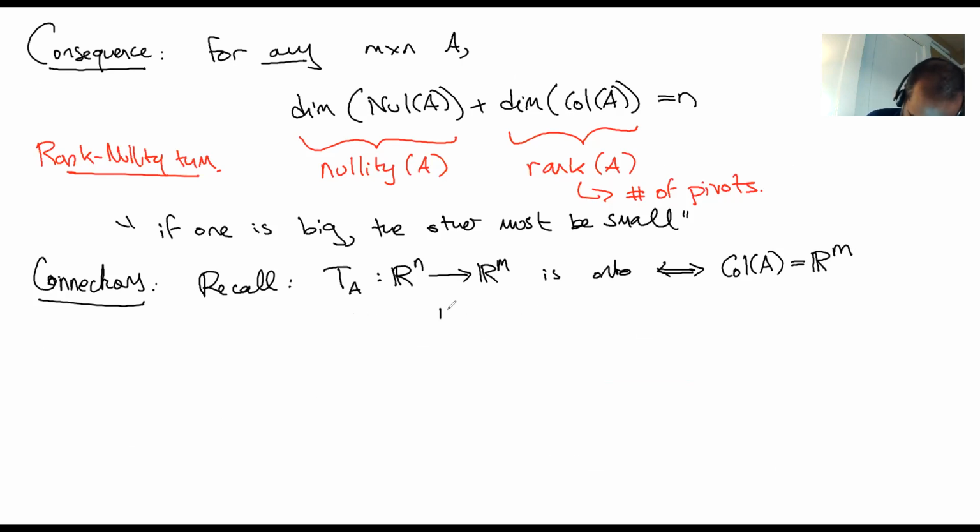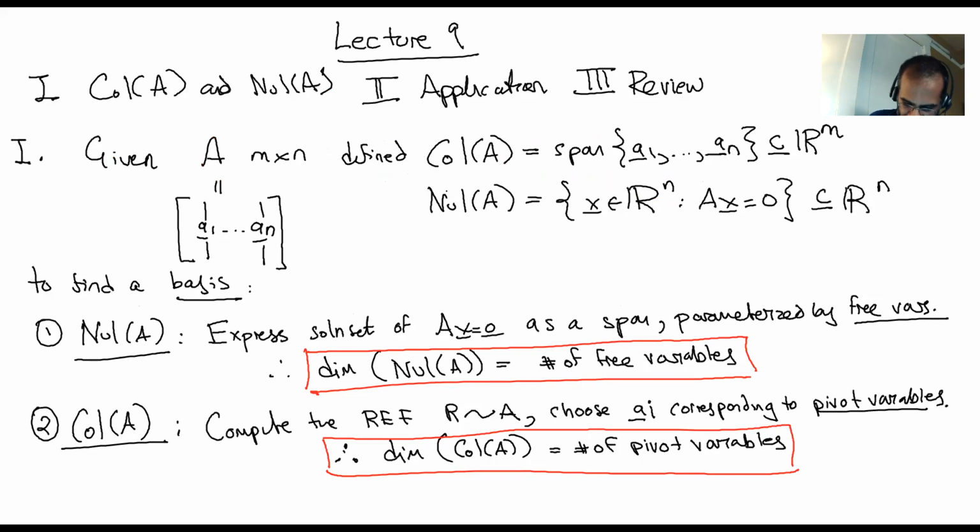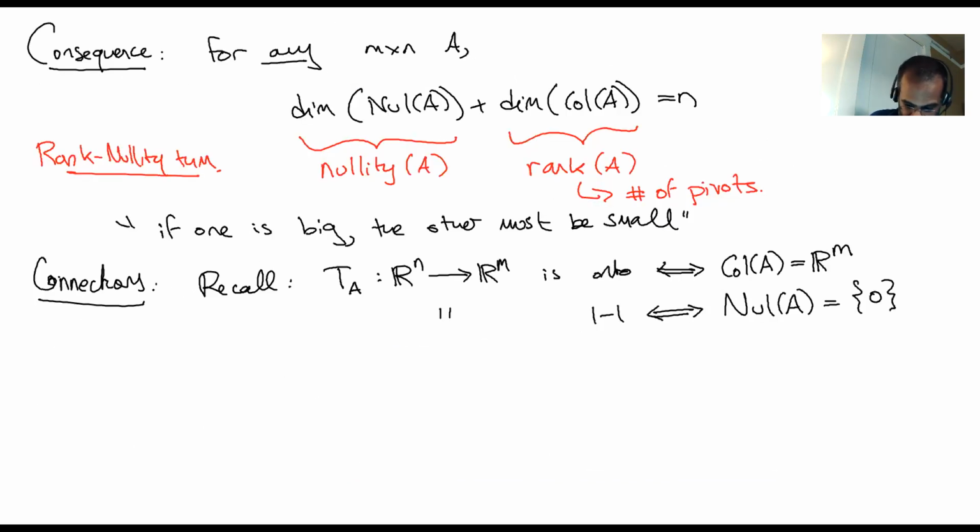And the same linear transformation is one-to-one if and only if the null space of A is equal to the trivial subspace. Right? If and only if Ax equals 0 has only the trivial solution. So this is how we connect column space and null space to concepts we learned about before, namely being onto and one-to-one for the linear transformation.